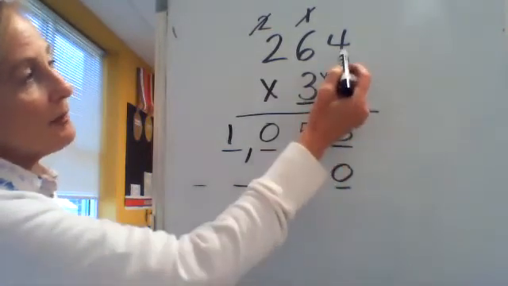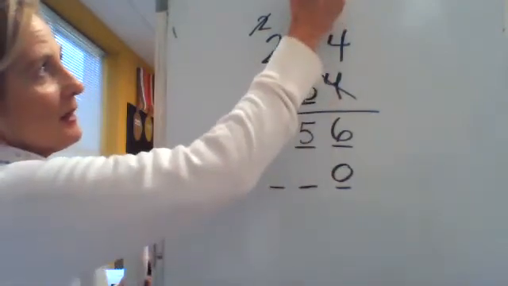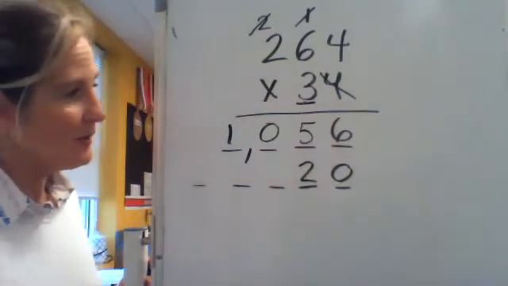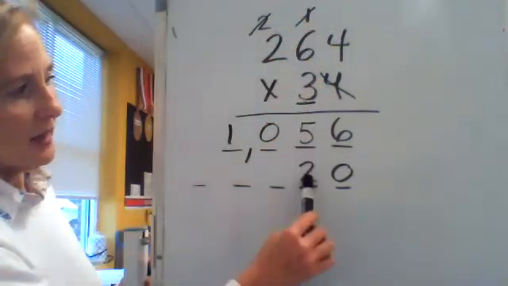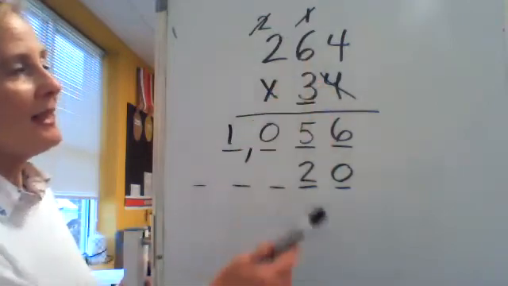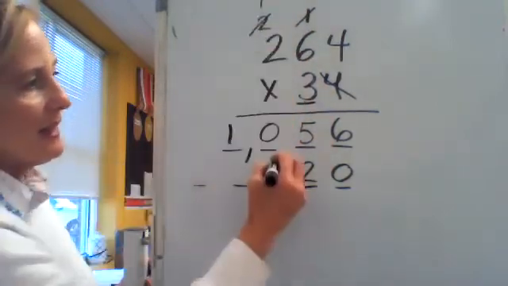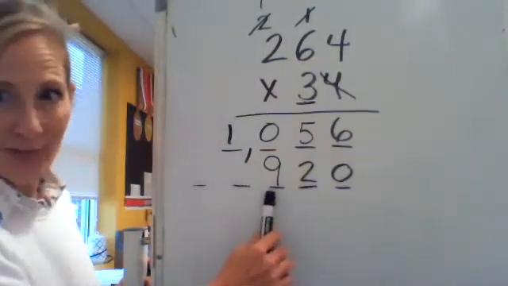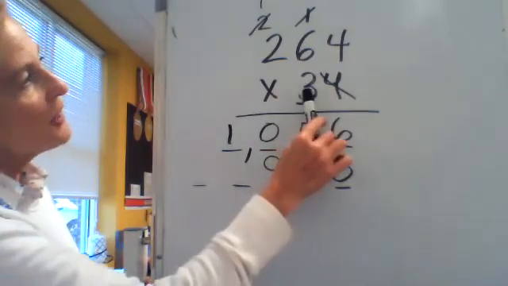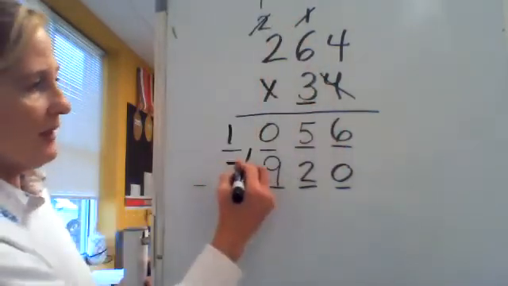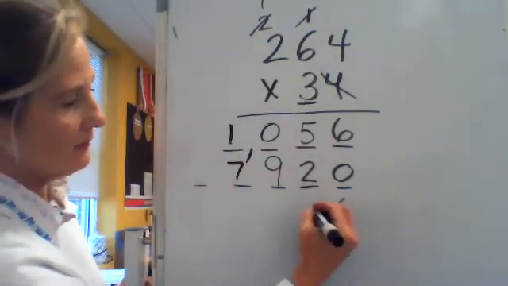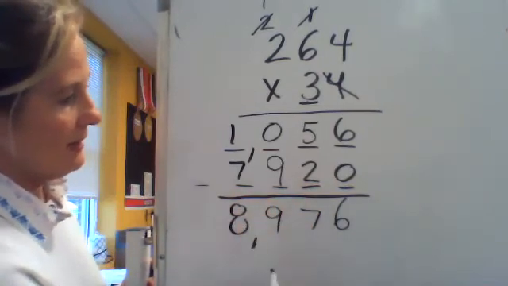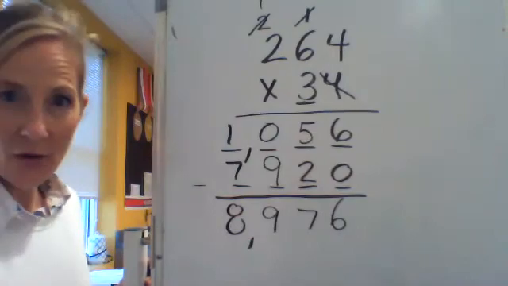So 3 times 4 is 12, right? But we knew that was really 30 times 4, which was 120. And that's what we got, 120. 3 times 6 is 18, plus 1 more is 19. And again, it wasn't 3, it was 30. That's why it's a larger amount. I didn't put that in the tens place, right? 3 times 2 is 6, plus 1 more is 7. And then let's add this up. 8,976 is our final product.